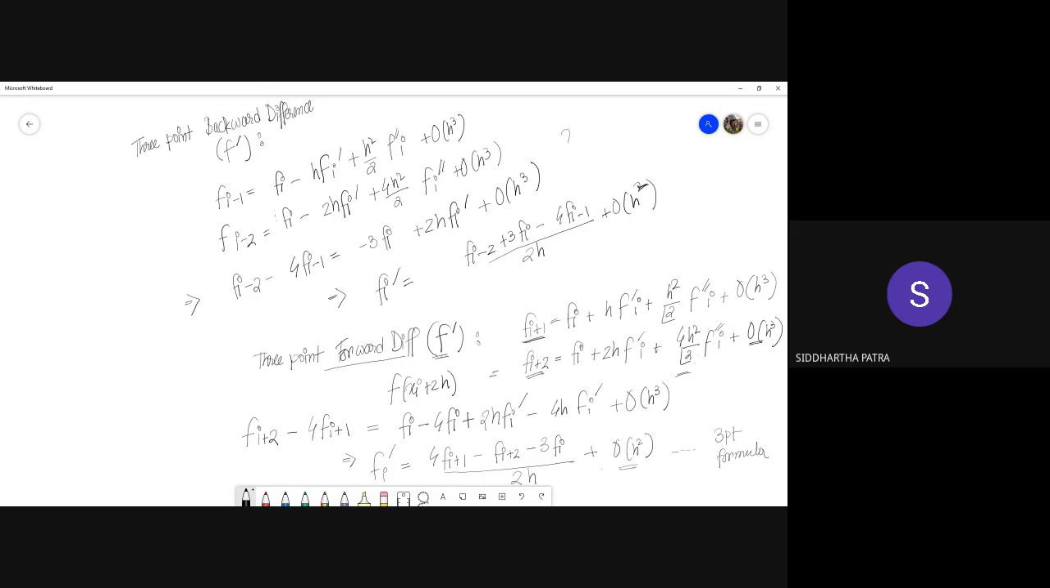Okay. See, we would get order h square truncation error. Okay. If we were to consider only the first two terms in the Taylor series. But if we also wanted to include the next term, then the truncation error in evaluating either f i+1 or f i+2, the truncation error would be order h cube.